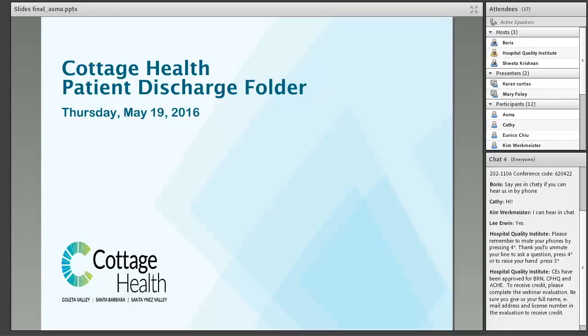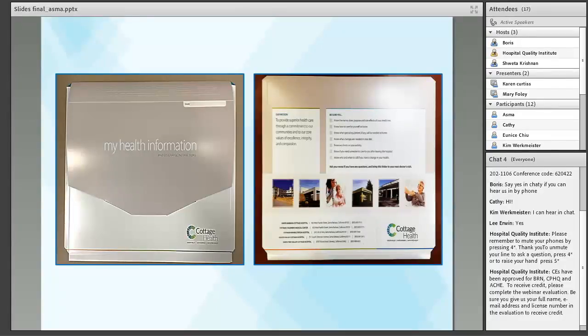What we want to share with you today is about a patient discharge folder. And Boris, if you wouldn't mind advancing to the next slide. This is basically a picture of the folder that we use. This is the front and the back, and I'll talk a little bit more about that.